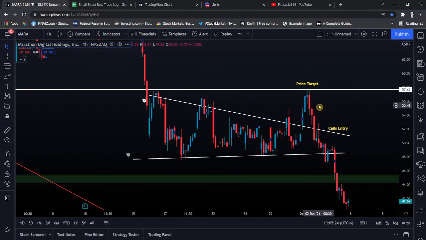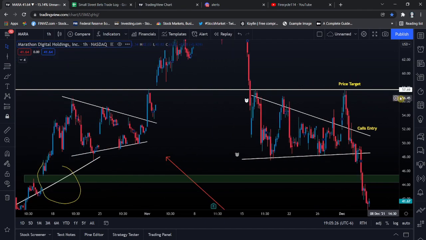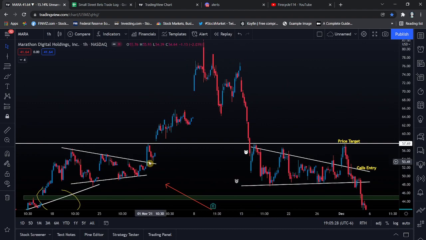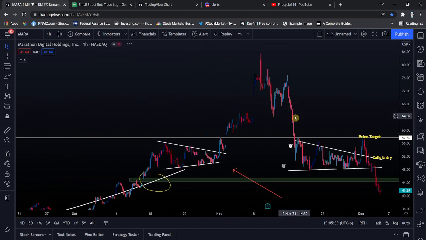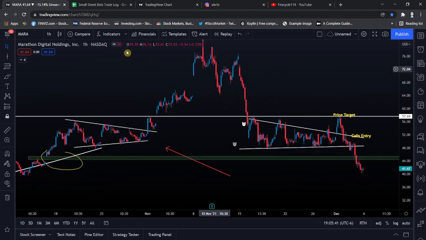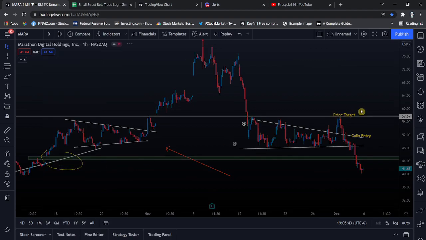We hit our price target, and I did leave runners. I thought we were gonna break this out very nicely like our previous symmetrical triangle, but whenever we break out, we gotta set our stop loss at break even. Overall, this was a symmetrical triangle, which leads us to another play.